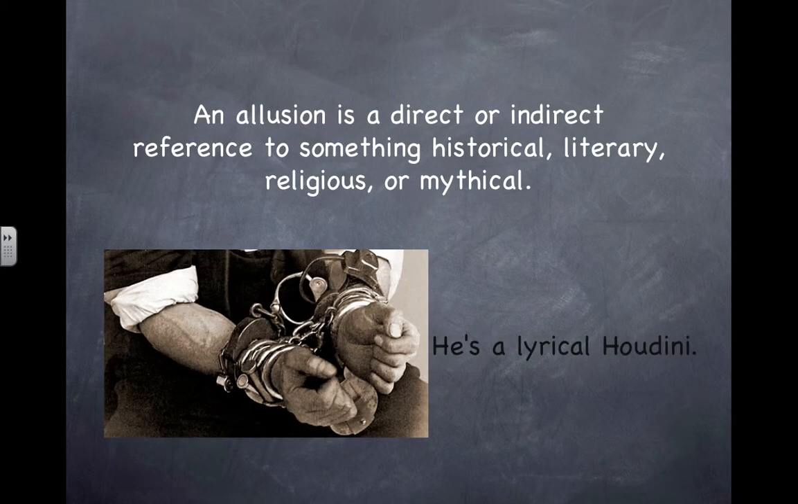Next, an allusion is a direct or indirect reference to something historical, literary, religious, or mythical. And an example is, he's a lyrical Houdini. If we have no idea what Houdini means, we won't understand the sentence fully. So an allusion directs us to a reference and allows us to gather information based on what we know.